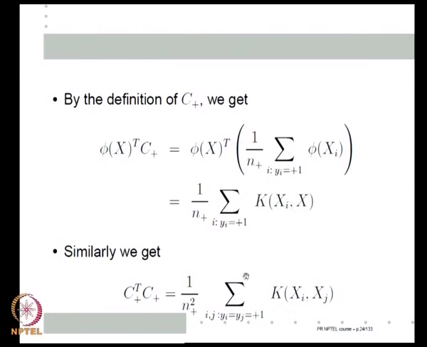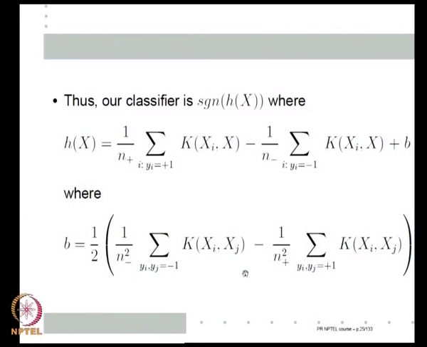Similarly, I can write C minus transpose C minus, which means finally, my nearest neighbor classifier is sign of Hx, where Hx can be obtained like this. This is phi x transpose C plus, this is phi x transpose C minus, and the constant b is this, C plus transpose C plus minus C minus transpose C minus. Right. So, everything can be kernelized. So, what it meant is that I can, for example, use phi to transform my features into some other high dimensional space and find the actual distances there. So, if I have a suitable kernel, right, then I can actually implement a nearest neighbor classifier by implicitly transforming features into a high dimensional space, right.